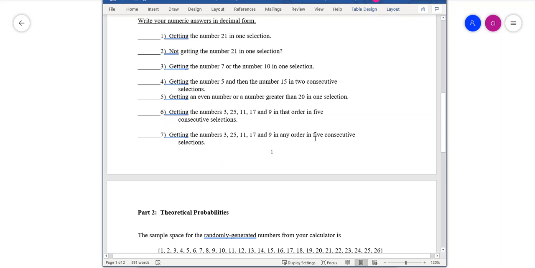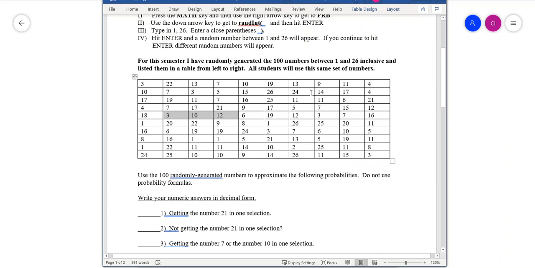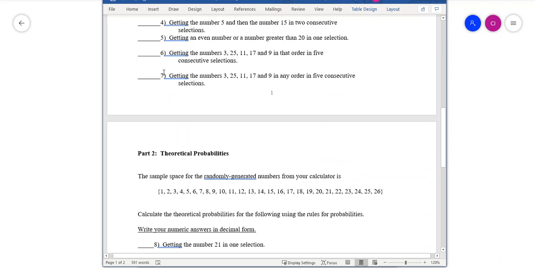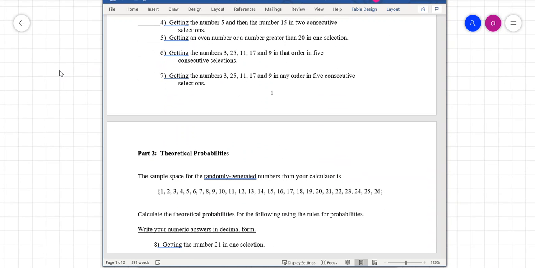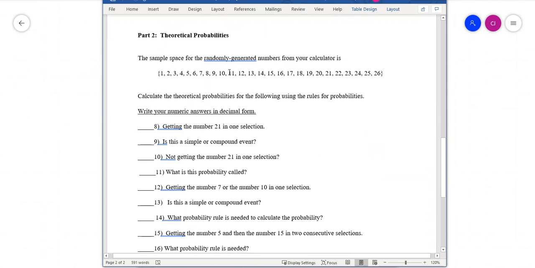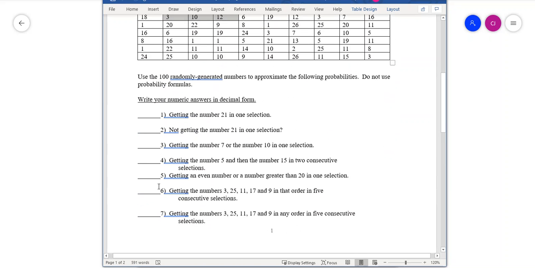Getting these numbers in any order in 5 consecutive. So you could have 11, 3, 17, 9, 25. Is that up here? 11, 17, no, 11, 17. And then you got to look. I don't have them in a row looking from left to right. So again, that might be the tough one to find. But all right, so that's part 1. And that shouldn't take you that long. And again, we weren't writing anything down, right? We did use the calculator to divide out, to put the answers in decimal form here.